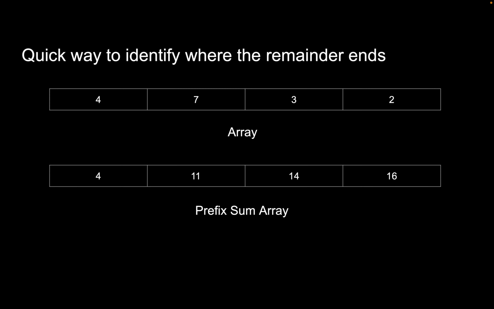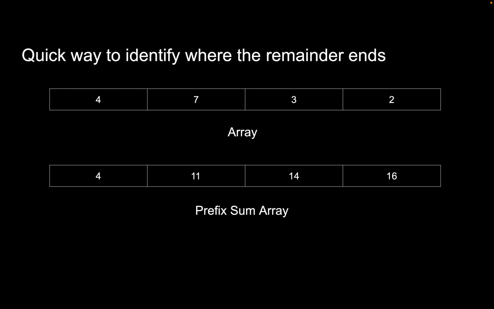So we also need a quick way to identify where the remainder ends. Because let's say if we don't have a quick way to do that, we need to keep a rolling sum of the array as we try to find where the remainder ends. So here's where the concept of a prefix sum array comes in. It is a sum of the elements in the array up to the point i, up to the index i. Let's see an example here.